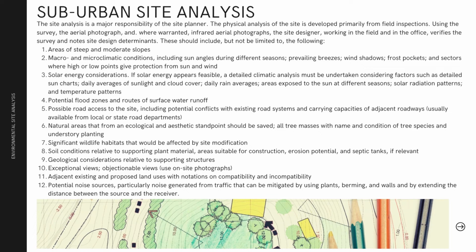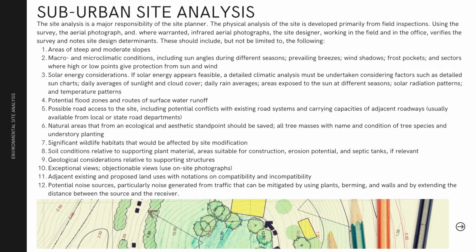First, we have areas of steep and moderate slopes. Second, the macro and microclimatic conditions, including sun angles during different seasons, prevailing breezes, wind shadows, frost pockets, and sectors where high or low points give protection from sun and wind. Number 3, solar energy considerations.